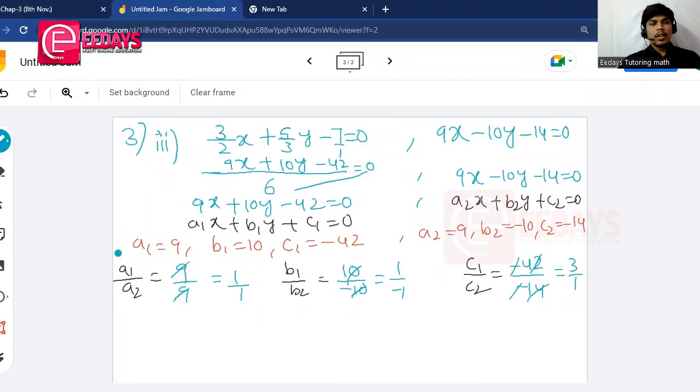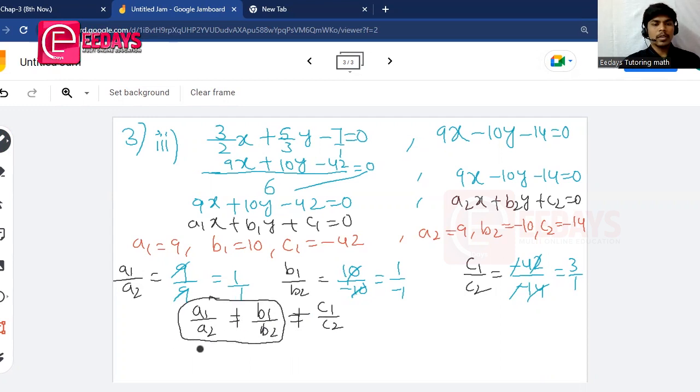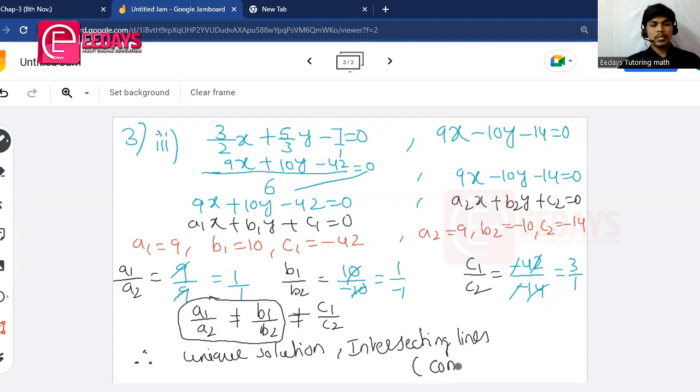So if we write the ratio, a1 by a2 is 1 by 1, here also 1 by 1, but observe carefully, here b1 by b2 is 1 by minus 1, which is not equal. You have to take this ratio: a1 by a2 not equal to b1 by b2. Therefore, it has a unique solution. Also, it is intersecting lines. If it is intersecting lines and a unique solution, it is consistent too. I hope everyone understood. Clear?